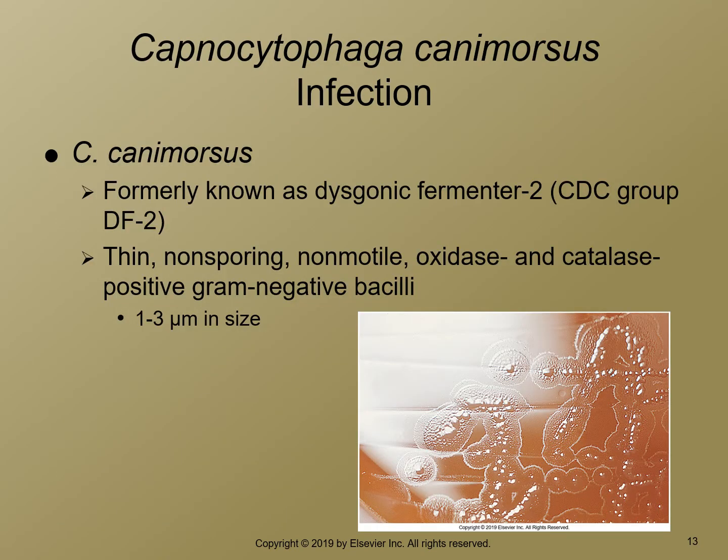The next infection we talk about is one with Capnocytophaga. This organism was formerly known as dysgonic fermenter 2, CDC group DF-2. Capnocytophaga is a thin, non-spore-forming, non-motile, oxidase and catalase-positive gram-negative rod. When grown in culture, the colonies are adherent to the agar surface and they produce a yellow-orange pigment. Most of them are non-hemolytic with the exception of Capnocytophaga haemolytica.